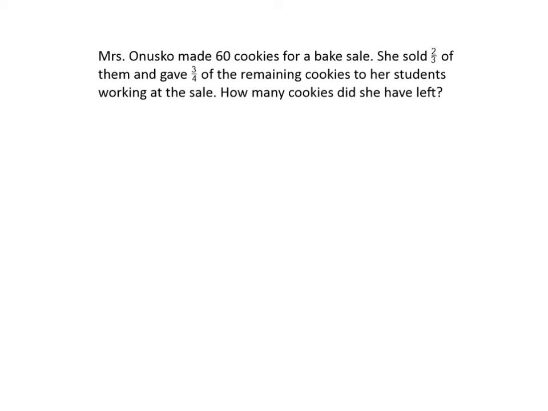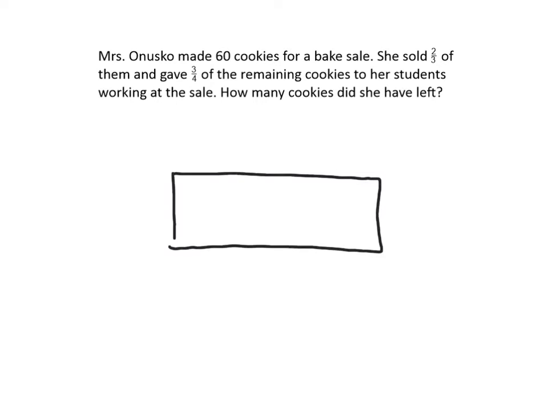Mrs. Onusko made 60 cookies for a bake sale. She sold 2/3 of them and gave 3/4 of the remaining cookies to her students working at the sale. How many cookies did she have left? Let's draw. So we know she made 60 cookies. So our tape diagram is going to show that she made 60 cookies.